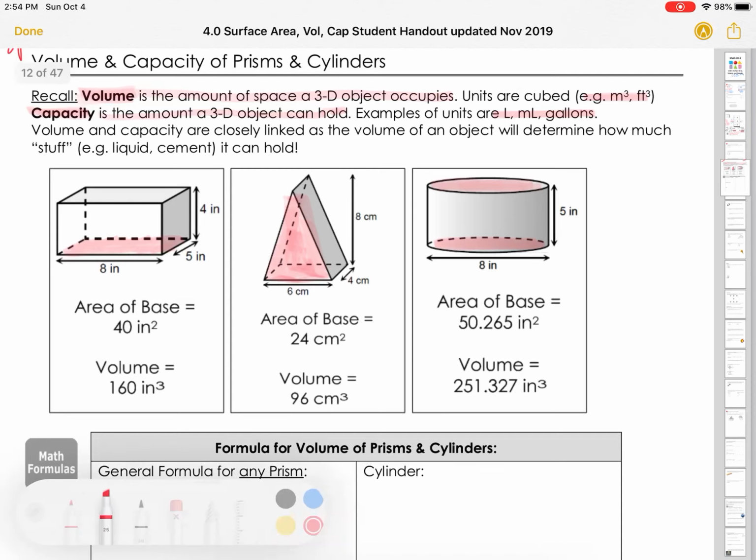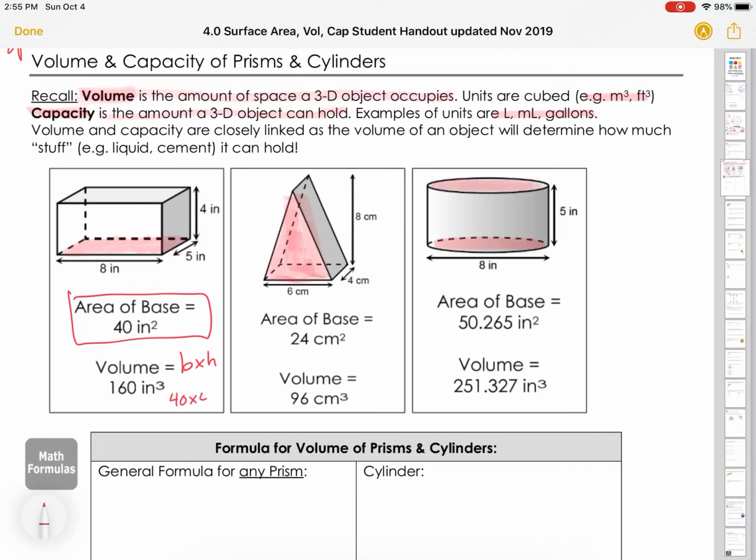So if we look at this first one, we can find the area of the base, which is 40 inches squared. That's 8 times 5 inches, right? And the volume is 160 inches cubed. Basically, to get the volume, it's the base times the height. So it was 40 times 4. So if we look here, that would be our height.